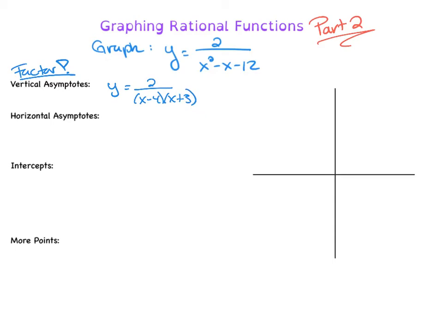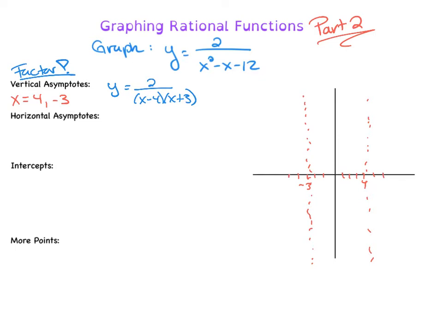And if you remember from the previous lesson, the vertical asymptotes come from whatever makes us divide by 0. And that would be, in this case, x equals positive 4 and negative 3. So let's find those. x equals positive 1, 2, 3, 4, and draw a vertical asymptote in there. And negative 3, and draw a vertical asymptote in there.